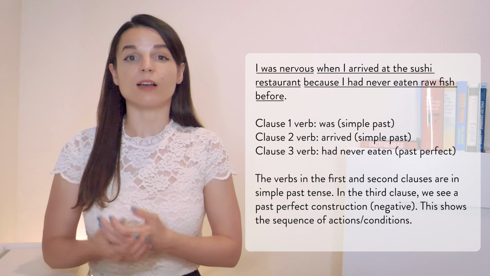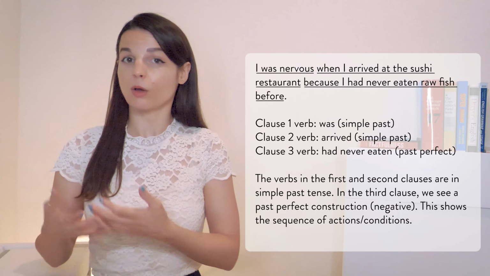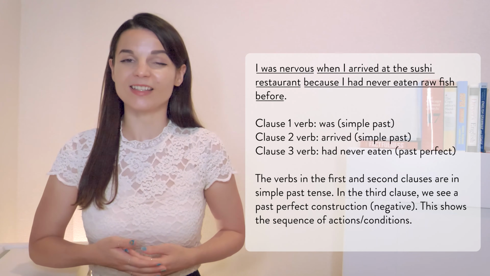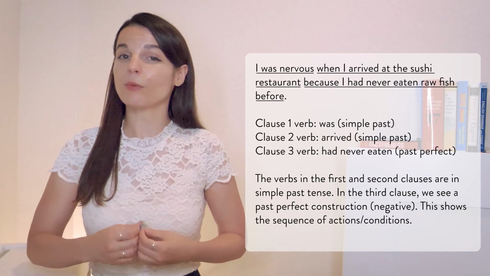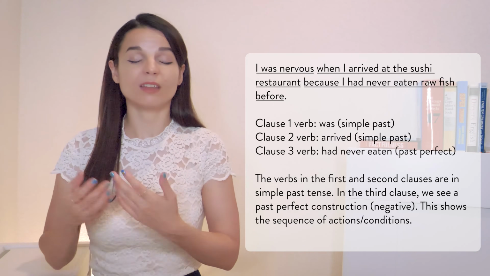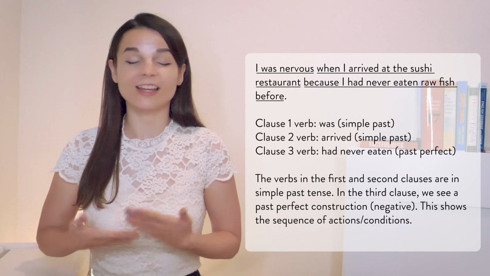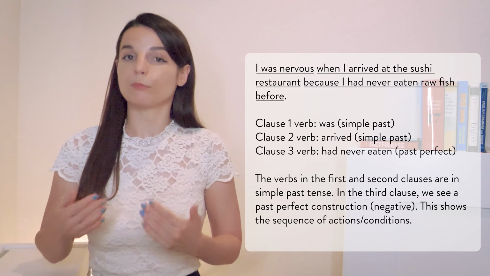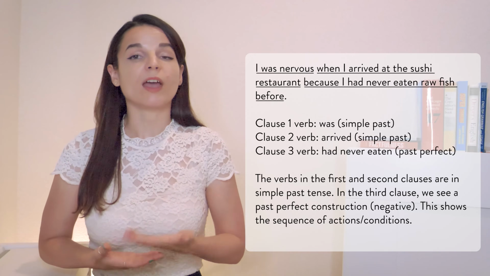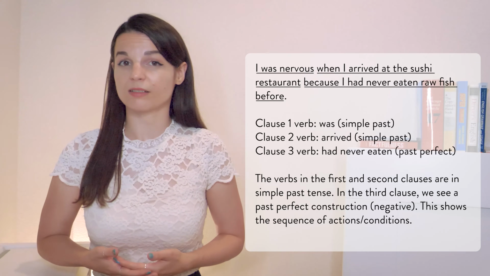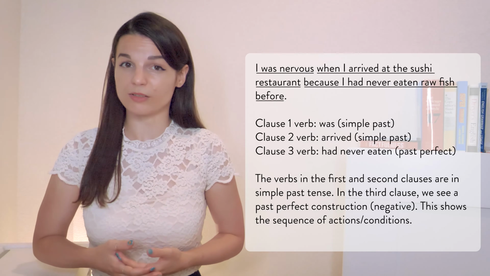The verb in the first clause, I was nervous, is in simple past tense. The verb in the second clause, when I arrived, is also in past tense. These look good because they're both expressing a past condition or past action, and they refer to the same moment in time. In the third clause, we see, I had never eaten. This is a past perfect construction, a negative one. The sentence ends with before. This before means before this experience. This is the reason we have to use past perfect in this clause. It's giving us information about an experience the person had before going to the restaurant.